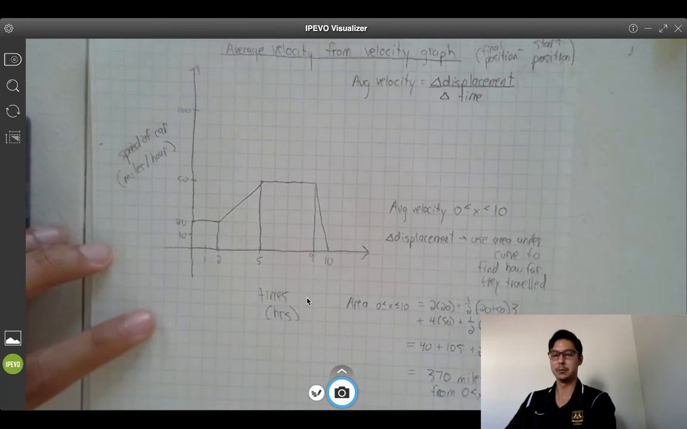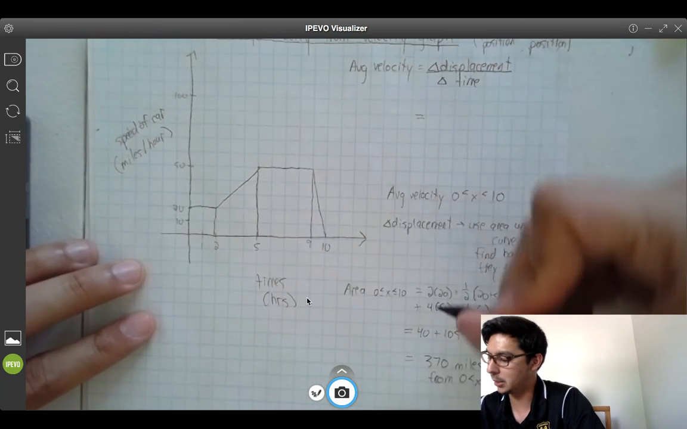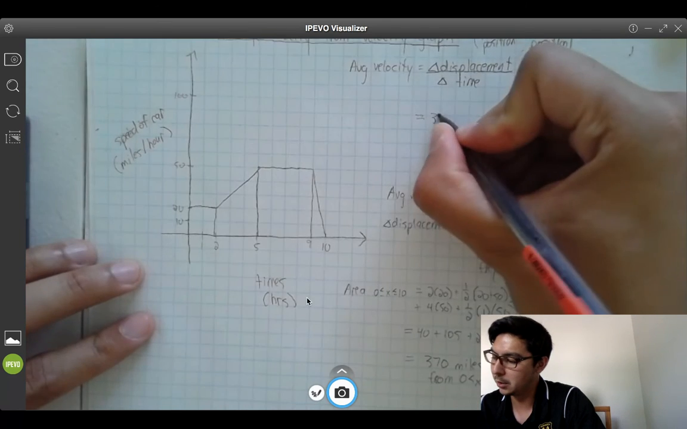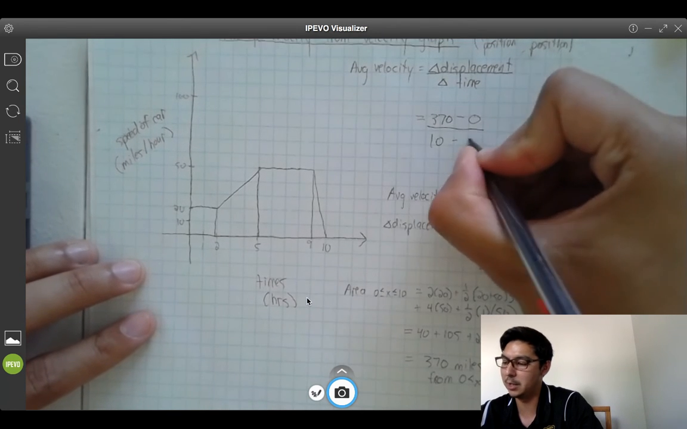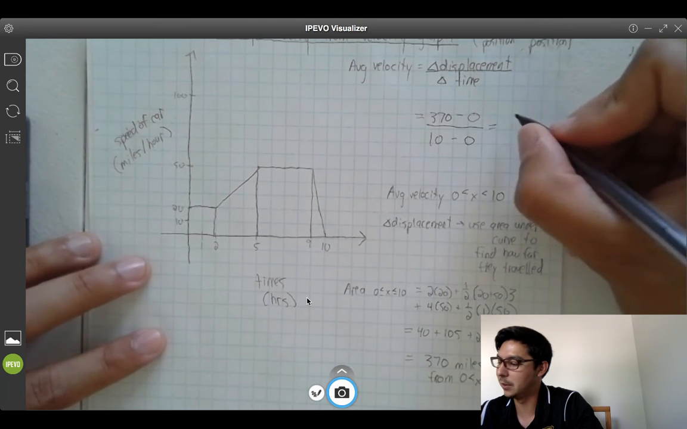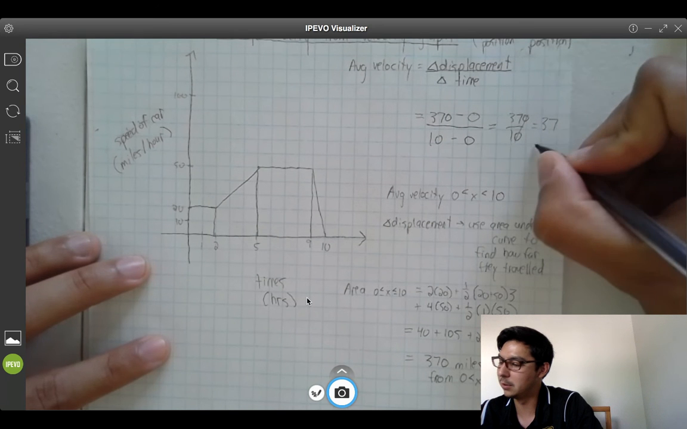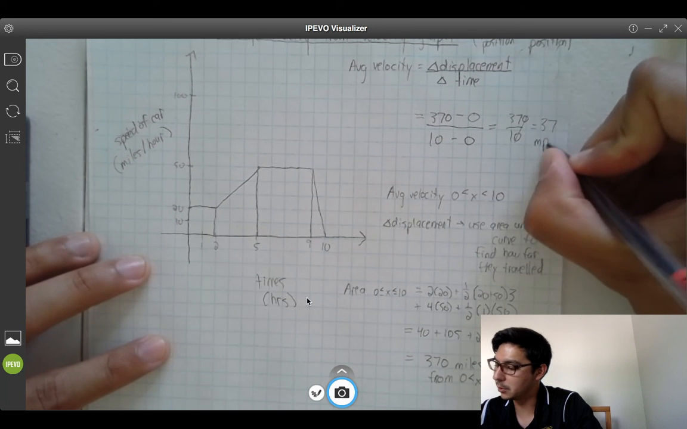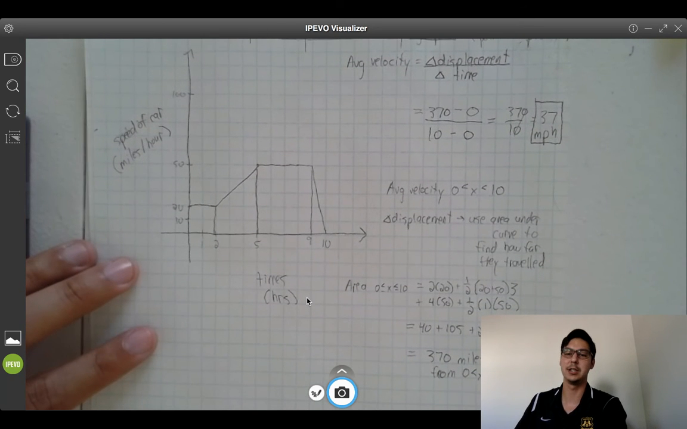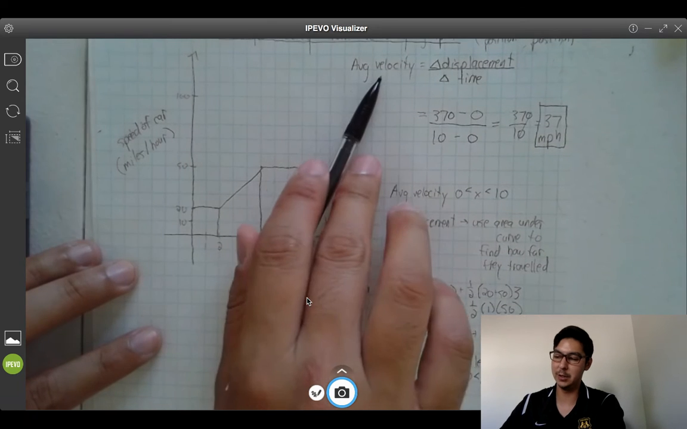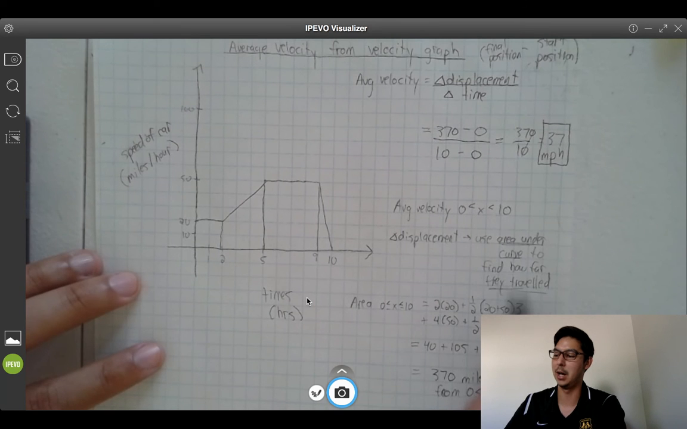And that's great because now we can find the average velocity. So now average velocity is your change in displacement, which was 370 miles, minus where we started, which we're going to assume was 0, over the time, which is 10 minus 0. So then your average velocity here, 370 over 10, is 37 miles per hour. And that's how you find average velocity on a velocity graph, right? You're still using the same definition, but to get displacement, you have to use area under the curve in order to find the miles.